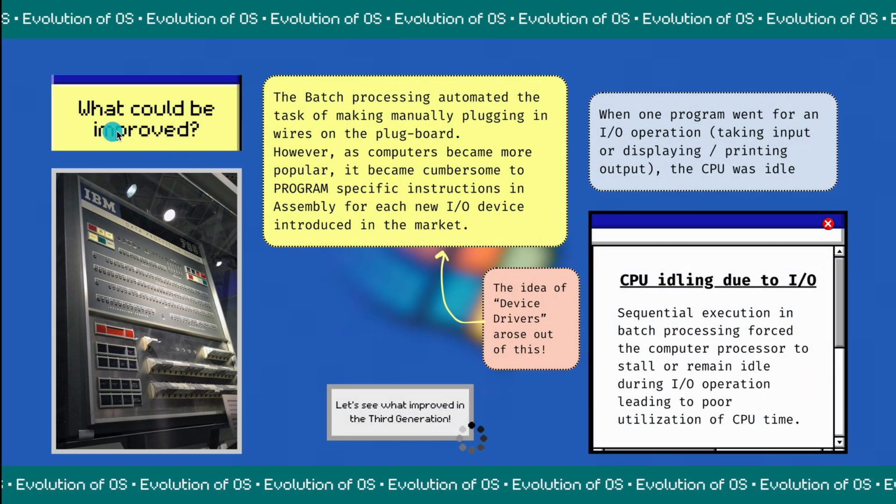Now, what could be improved from the second generation of computers? Well, the batch processing system automated the task of manually plugging in wires on the plug board. You no longer needed to plug in the wires manually. You could just prepare batches of processes and give it to the computer operator.